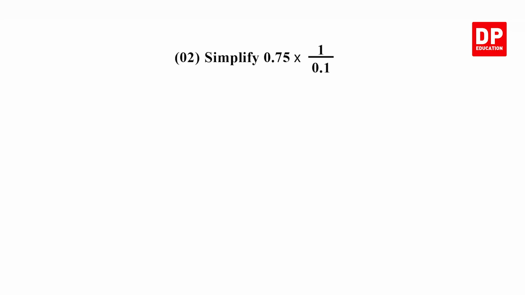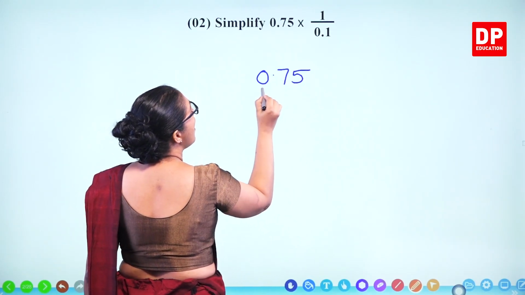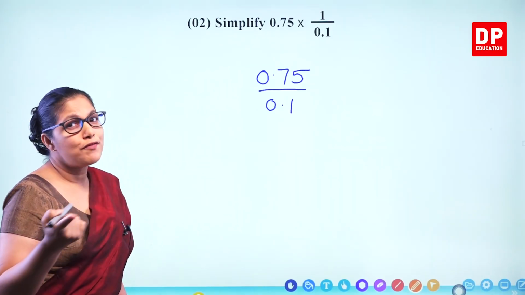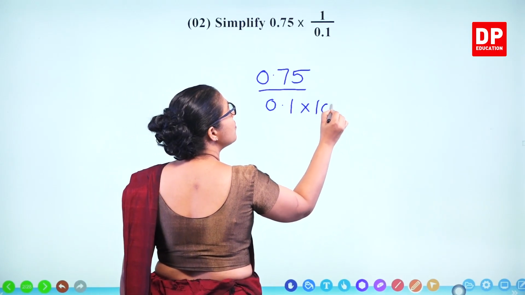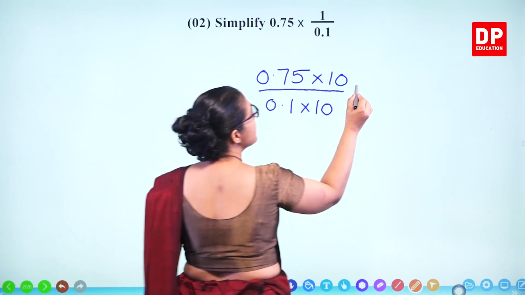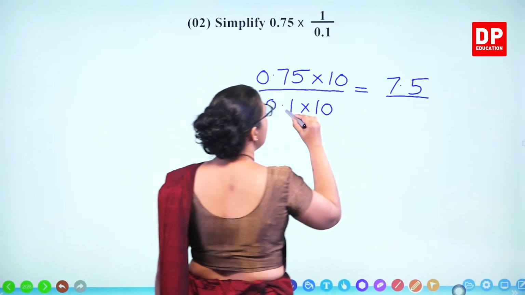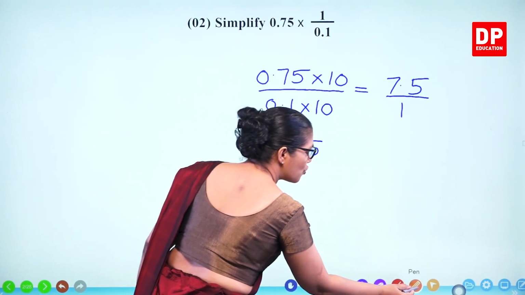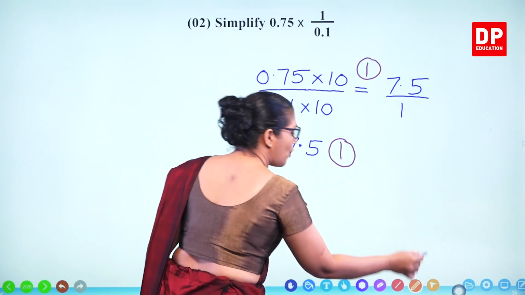Let's take question number 2. Simplify 0.05 divided by 0.1. When the denominator is a decimal, you have to get rid of that. So you can multiply this by 10, and in order to get no difference, you multiply the numerator by 10 again. So you get 0.5 divided by 1. So what's the answer? 0.5. So 2 marks again, 1 mark for the answer and 1 mark for the method.